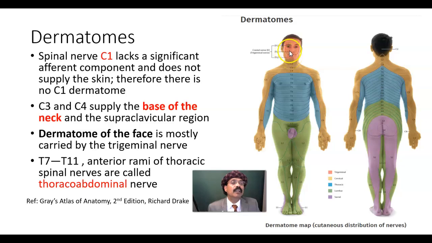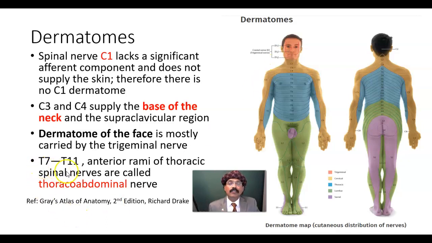Okay, the maxilla part of the skin is supplied by the maxillary division of trigeminal nerve. This is the mandibular division of trigeminal nerve. It is the dermatome for the lower part of the face. Just the angle of the mandible will get the great auricular nerve, C2, C3, at the angle of the mandible.